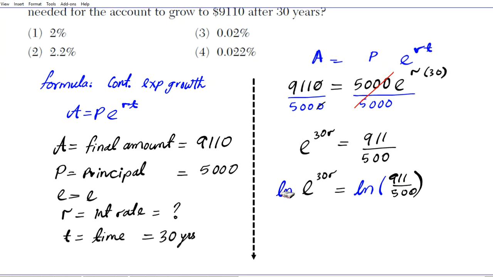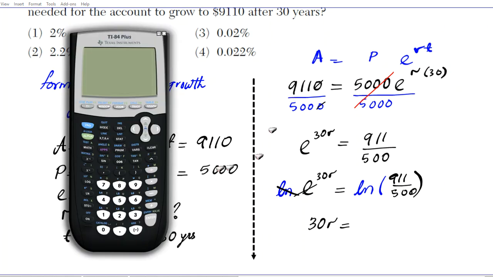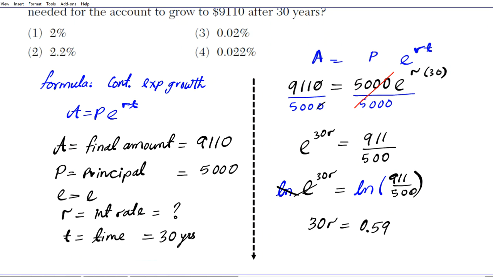So these two are inverse functions composed with each other. They take each other out. We have 30r is equal to, so let's see what the calculator has to say here. So the natural logarithm of 911 over 500 is 0.59993. And then last step, to get r isolated, divide both sides by 30.